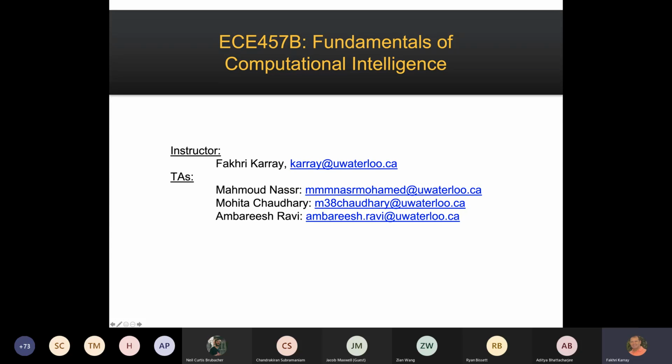And the three of them are very well versed in the field of the course, which is on computational intelligence, machine learning. One of them has finished his thesis in the field of implementation of machine learning for e-health systems. Mohita and Ambarish are working on their master theses utilizing the fields of computational intelligence and machine learning as well for two application areas.